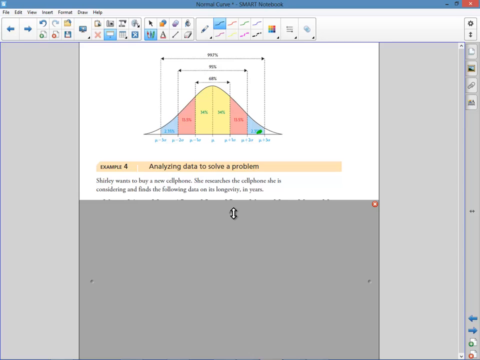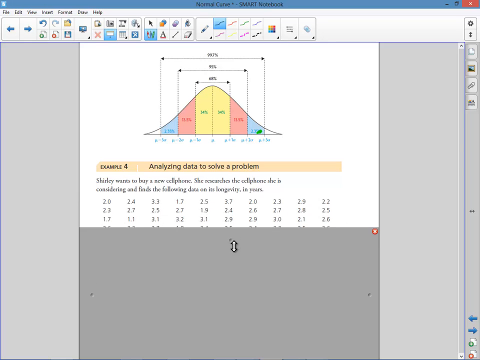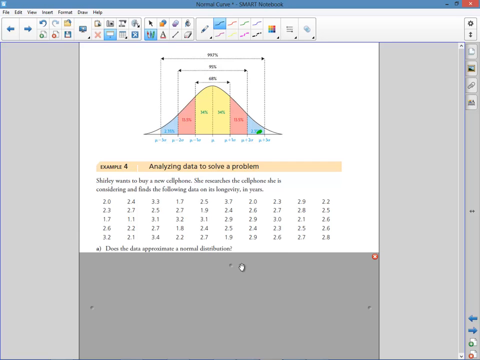It says Shirley wants to buy a new cell phone. She searches the cell phone she is considering and finds the data on its longevity in years. So that's asking how long the phone will last. And the first question is, does the data show a normal distribution? Well, you carry out your statistics and find out the mean and standard deviation. And you'd also find the median. If you want to know if the data is normally distributed, you're going to compare the mean with the median.